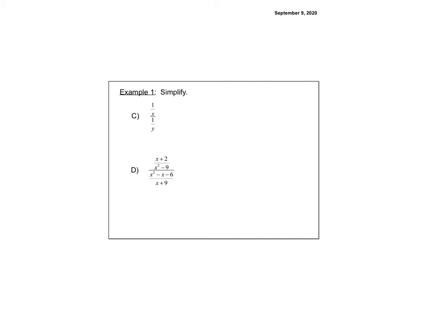Okay, so now I got 1 over x divided by 1 over y. So let's just go ahead and write the first fraction up there in the numerator as it is. So 1 over x times the reciprocal of what's down in the denominator, so the reciprocal of that is y over 1. Multiply your numerators, multiply your denominators.